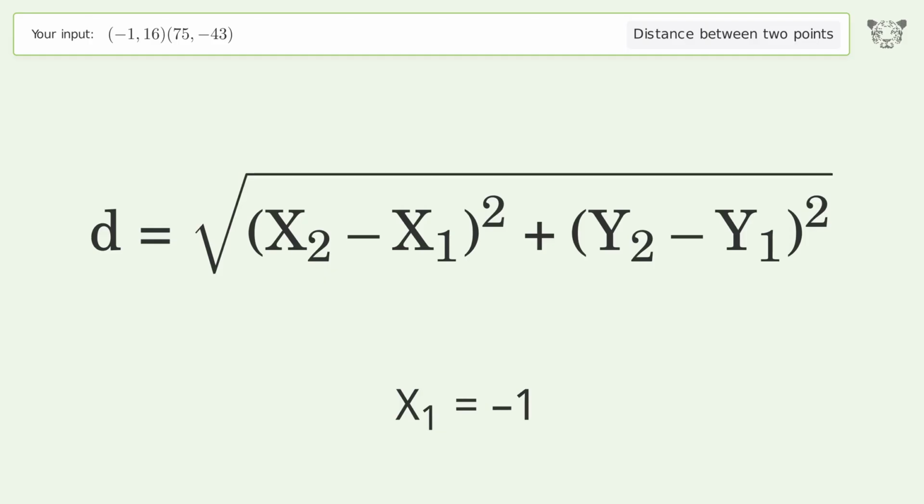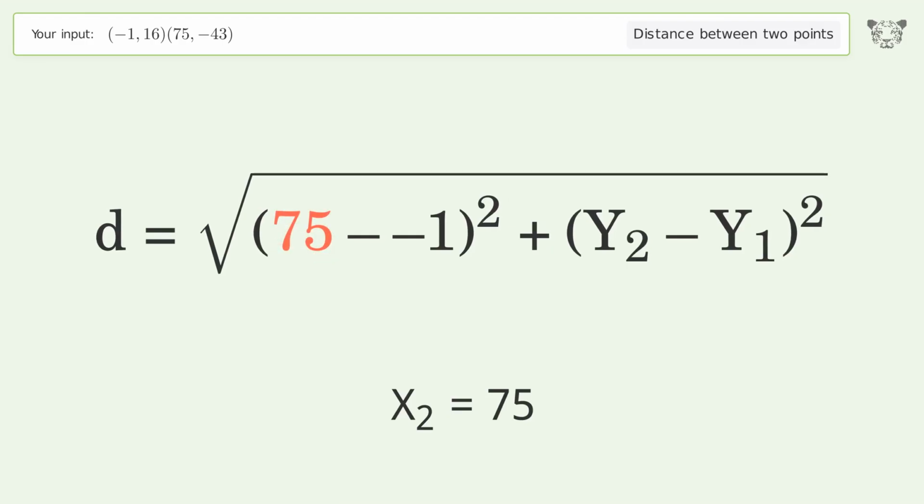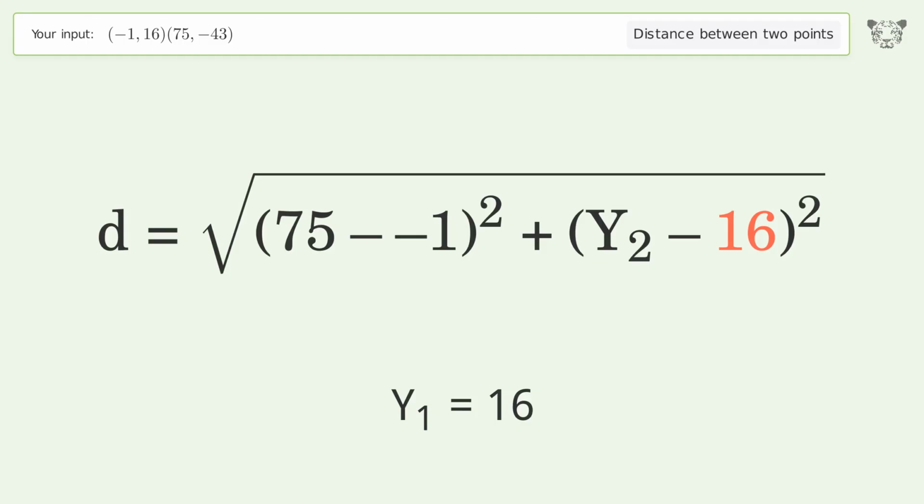x1 equals -1. x2 equals 75. y1 equals 16. y2 equals -43.